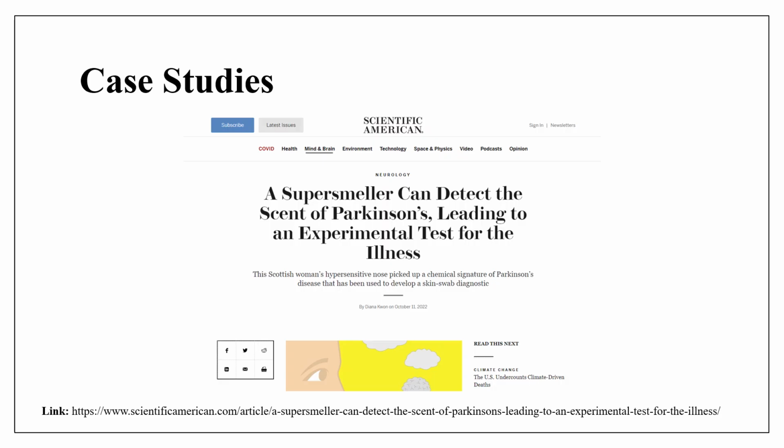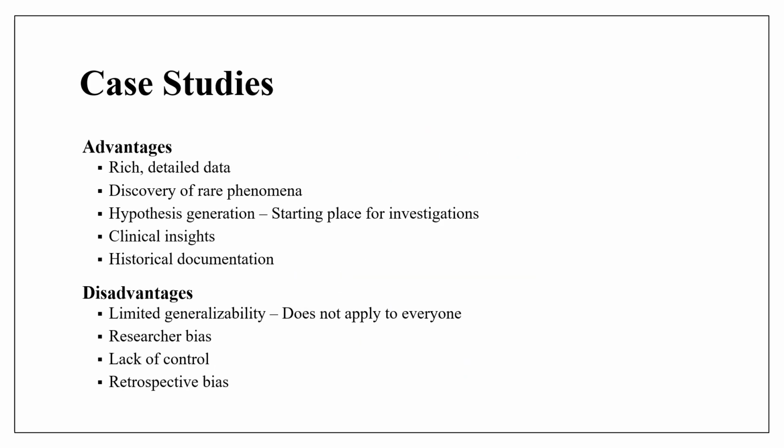Because now, again, the technology that is being developed to detect Parkinson's through their smell is what's going to help a lot of people get diagnosed with Parkinson's, especially early in the process.